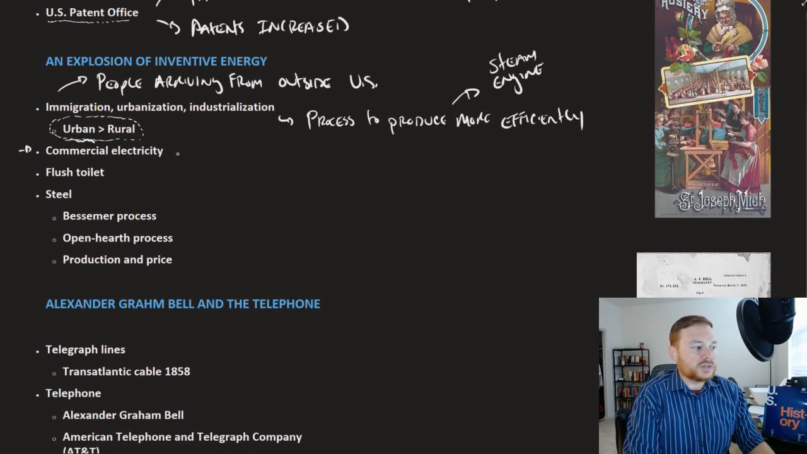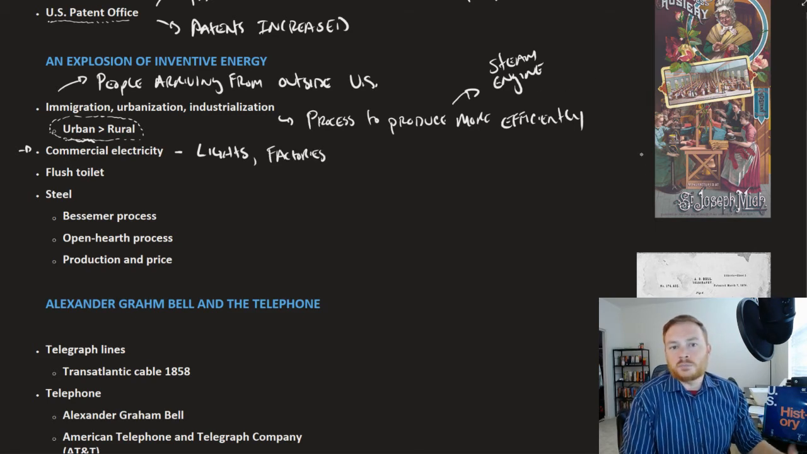So commercial electricity, again, this would power things like lights. But it could also power things like factories. Whereas before it was steam, heating up water and allowing the pressure to go, electricity could be produced in power plants and then transferred to wherever it needed to be.